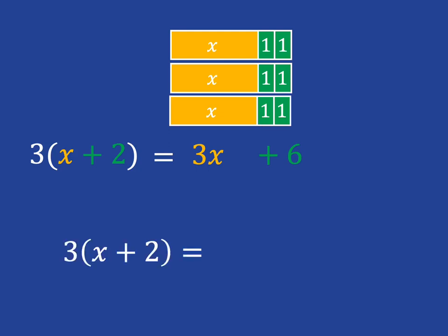And we can see that algebraically by just having a look here. We've got three lots of x plus 2. That 3 has to multiply with each and everything inside the bracket. So 3 needs to multiply with the x to give you the 3x, and 3 needs to multiply with the plus 2 to give you the plus 6. And that's the distributive law, that 3 needs to multiply with each and every term inside the bracket.